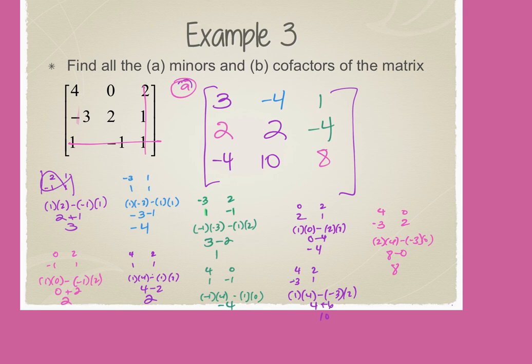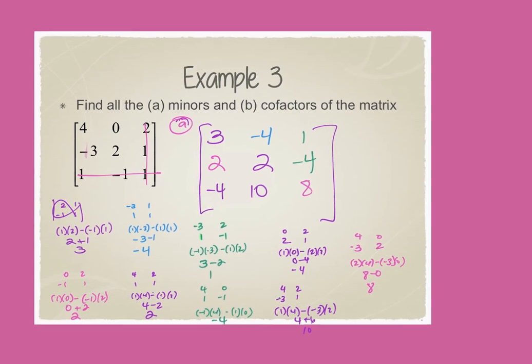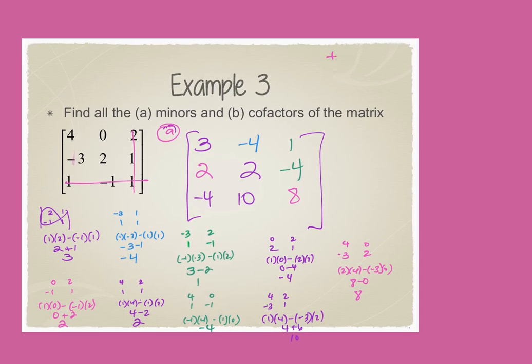Now the cofactors, I literally just rewrite that, but I change the signs on the north, south, east, west. So it's plus, minus, plus, minus, plus, minus, plus. So we change the signs on these 4 locations. This one, this one, this one, and this one. Everything else stays the same. So it'd be 3, positive 4, 1, negative 2, 2, positive 4, negative 4, negative 10, and 8. You wouldn't make the negatives positives for the other sides? Nope. Only those 4 spots.